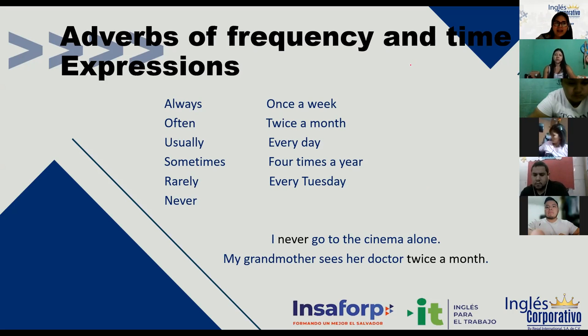If you see the adverbs of frequency, or the expressions of time, and that means you're talking about what? You're talking about the present. You can be talking about a routine, a hobby, a habit, okay? But then you will use the adverbs of frequency or expressions of time. So you say, I never go to the cinema alone. My grandmother sees her doctor twice a month.